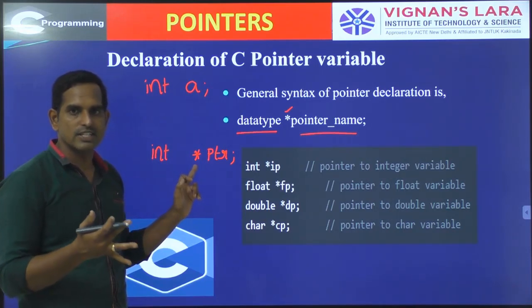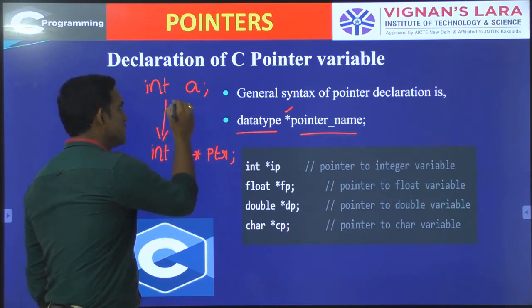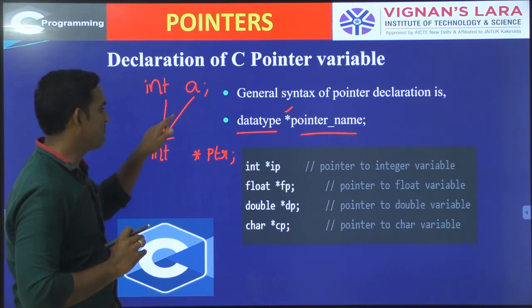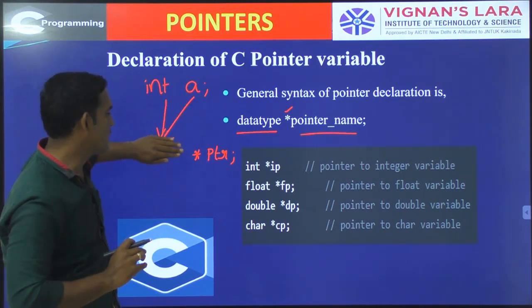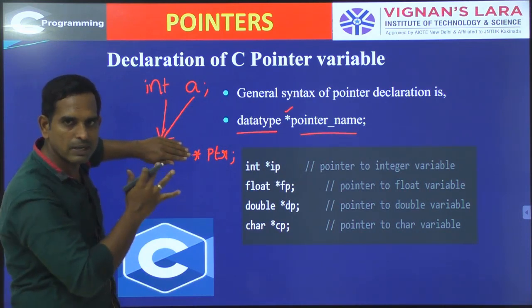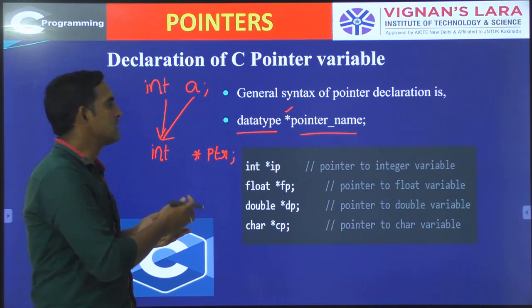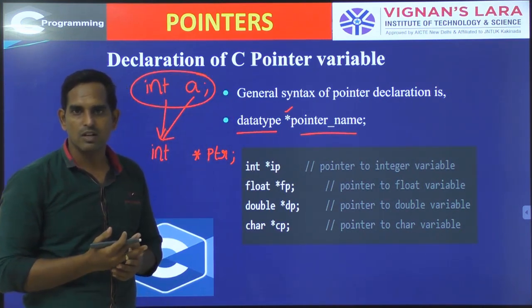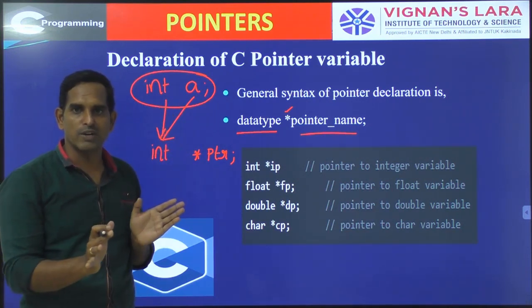Which memory addresses does it have to store? It will store only the memory addresses of integers. When I place int, I am telling the compiler that it will be pointing to an integer. I am not saying that an integer value will be stored in PTR. I am saying that it will hold a memory address, and that memory address will be of an integer, not a floating point value.